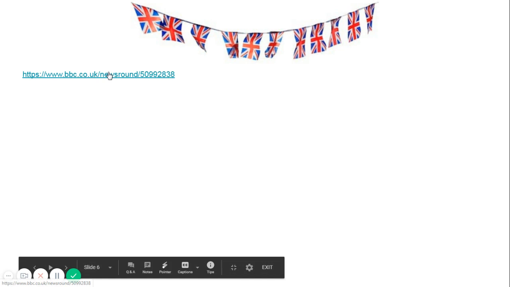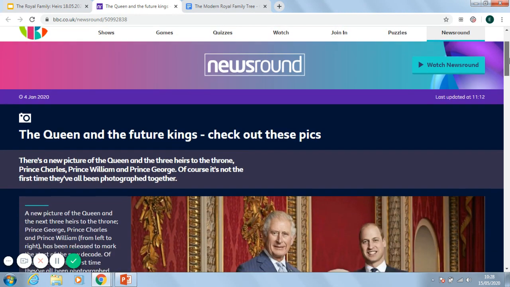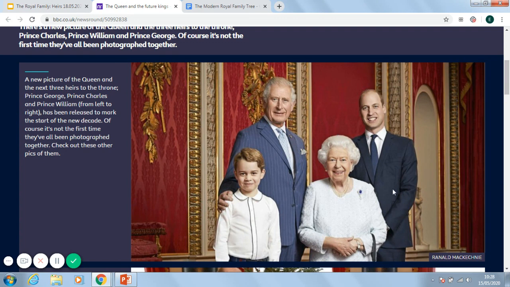So let's take a little look at those people. Let's put some faces to those names. So this picture is called The Queen and the Future Kings, because that is our Queen Elizabeth here. That's her son Charles, who will be king next. That's his son, Prince William, who will be king after that. And that's his son, Prince George, who will be king after that. So this is a really important photo because it shows our future. That is our British future.